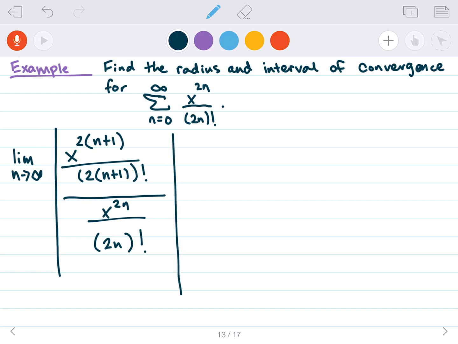This is a hot mess, but we can clean it up. Don't worry. So let's see what we can do here.